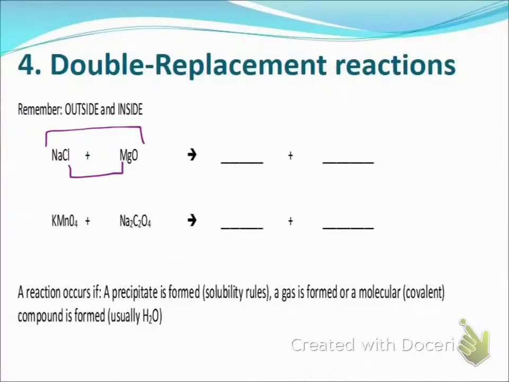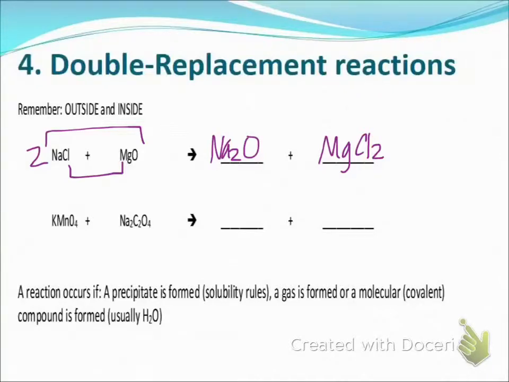Okay? So now the two outside things that go together are going to be the sodium and the oxide. How would I write that formula? Na2O, okay? And how would I write the magnesium and the chloride together? MgCl2, okay? And then, of course, I would need to balance that by putting a 2 there, and then I'm done, right?